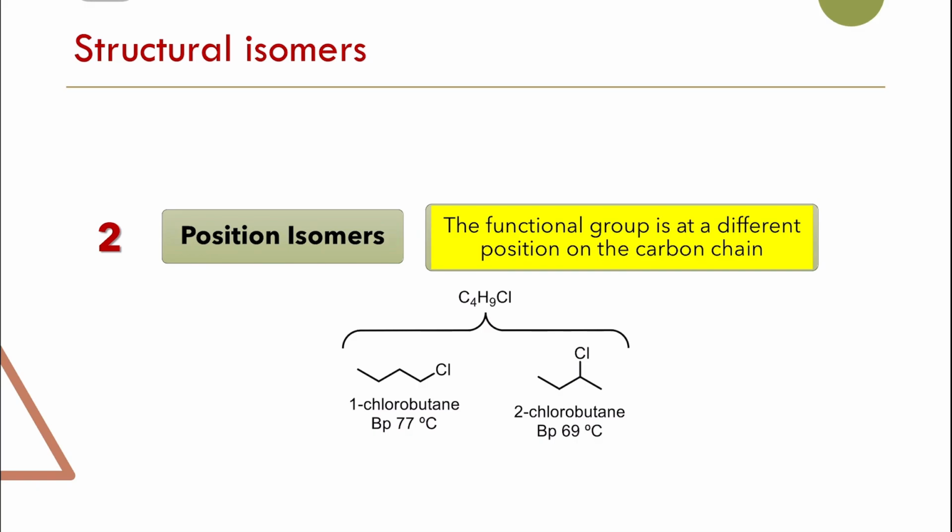So let's have an example. C4H9Cl. We can have 1-chlorobutane and we can have 2-chlorobutane. So the functional group is the Cl here, and in the first compound it's in position number 1, in the second one it's in position number 2. Both of them are butane, and the functional group has different positions. So this is why they are called position isomers.